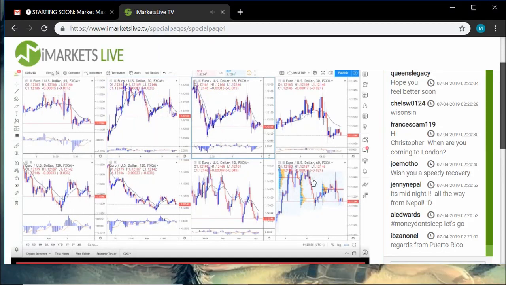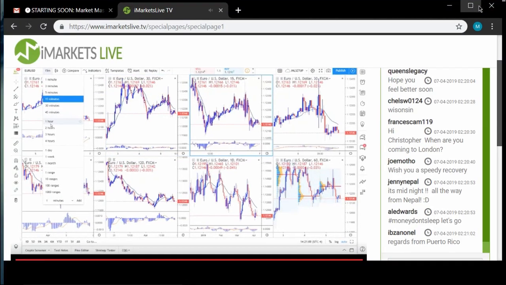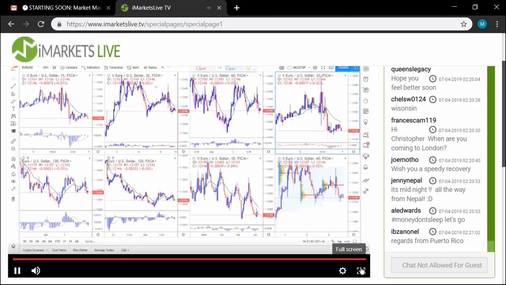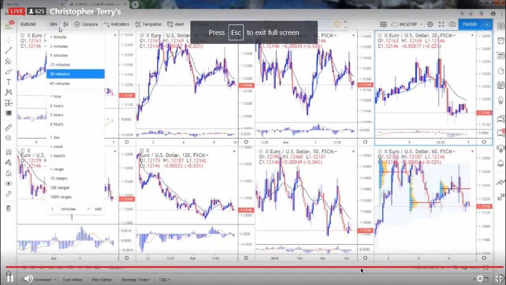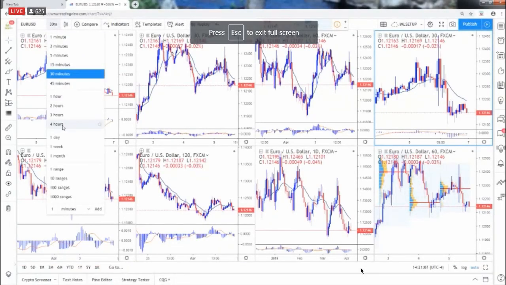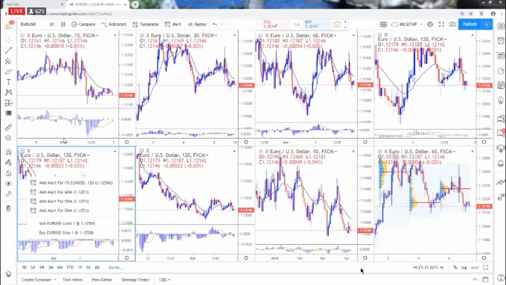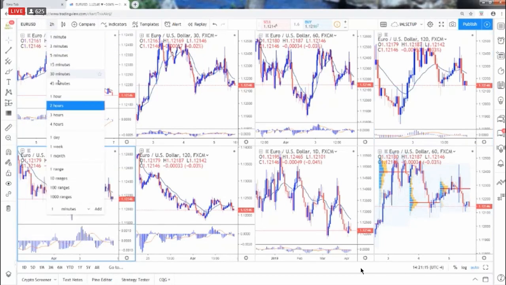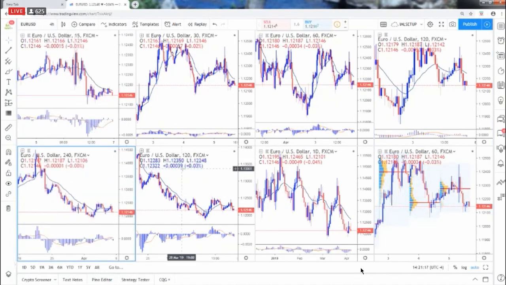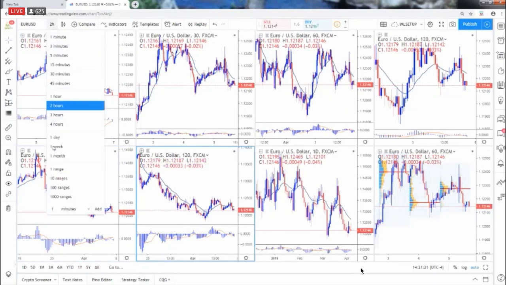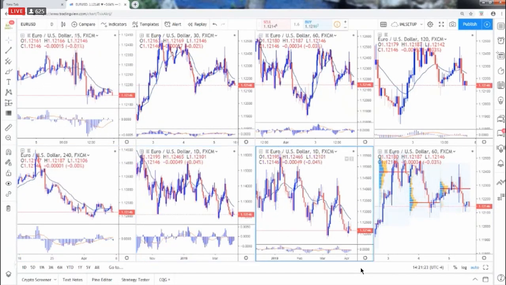And this will be a 60-minute chart. And for those that are new, I'll explain everything as I go through. You get to see some of the stuff I look at. And this will be 4 hours. And this will be daily. And this is going to be weekly chart.